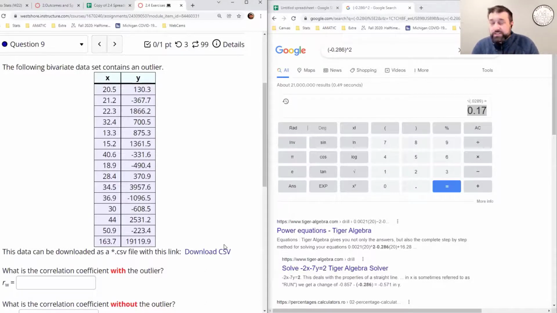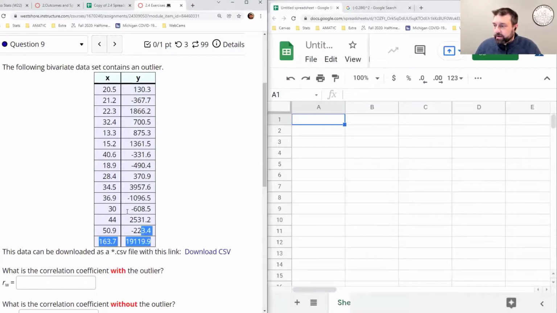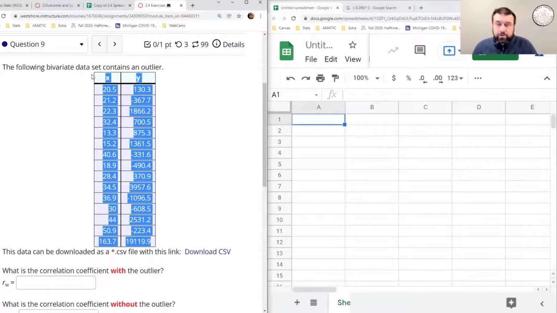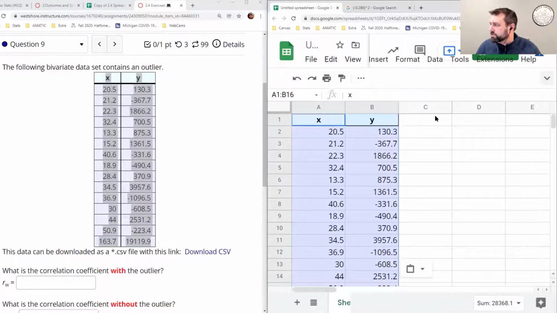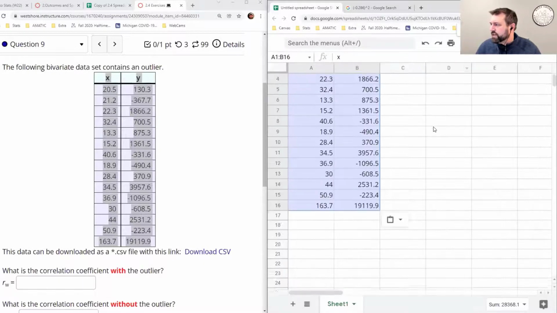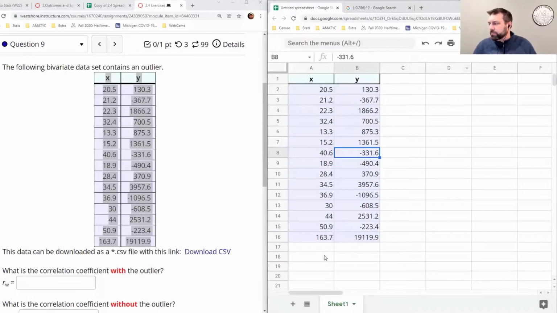What should we do? Let's copy and paste this data into a spreadsheet. How's that sound? So I'm going to highlight this table, copy it, and go over here and paste it into Google Sheets. And resize it a little bit. So there is my data, okay?